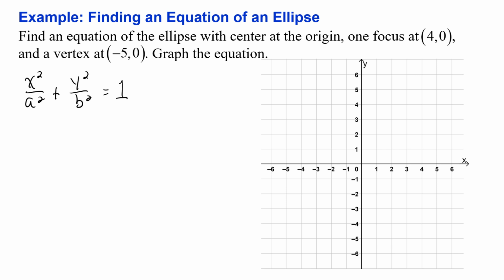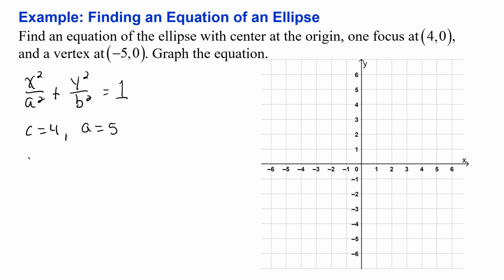Now the ellipse has its center at the origin, and since the given focus and vertex lie on the x-axis, then the major axis is the x-axis. The distance from the center to one of the foci at 4, 0 is c equals 4. Now also, the distance from the center to one of the vertices at negative 5, 0 will be a equals 5. Now we need to find the value of b squared.